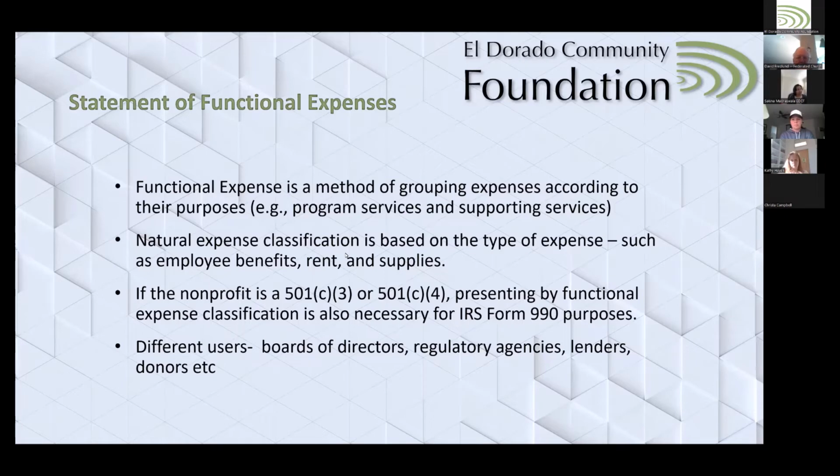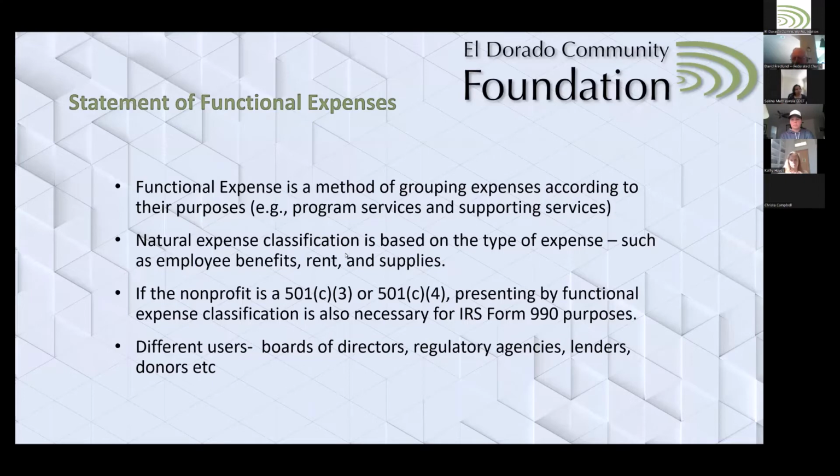Natural expense classification is based on the type of expense, such as employee benefits, rent, supplies. If you're running a program, there could be program specific expenses like travel, meetings and meals, etc. So that's natural expense classification. Functional expense is based on the function. So it could be program, it could be supporting, it could be management, it could be fundraising.